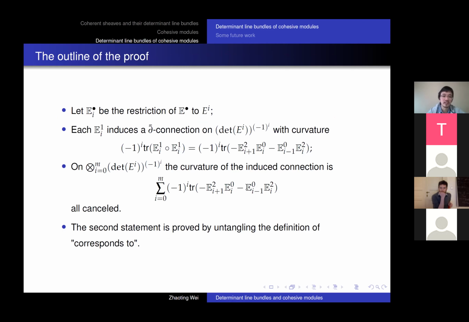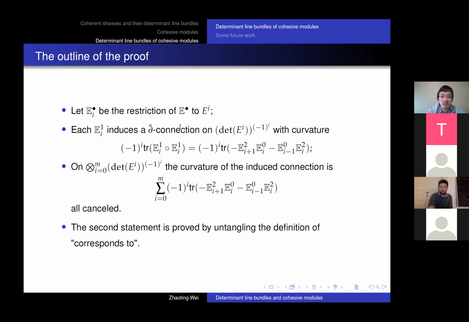And the answer is yes. The point is, first, the notation: we just restrict to each E_i. We use this E_i to denote the restriction. And as I said before, E^1_i is the connection part on the component E_i. So it's an ordinary connection, not necessarily flat up to homotopy.